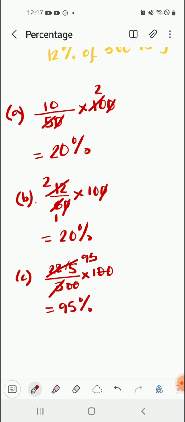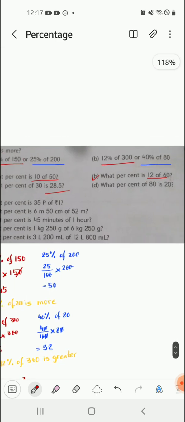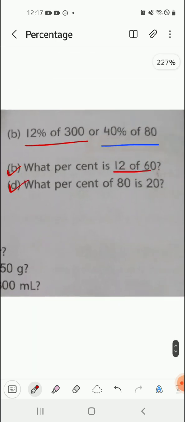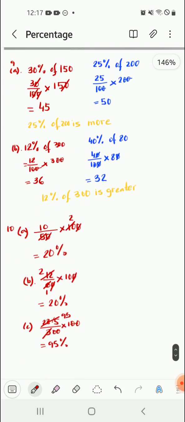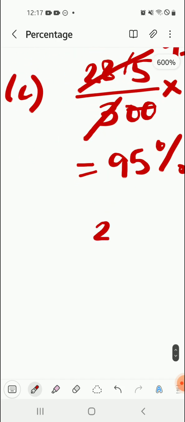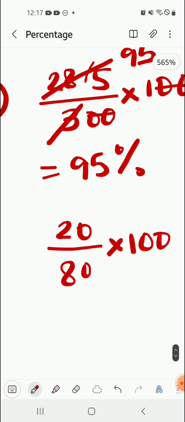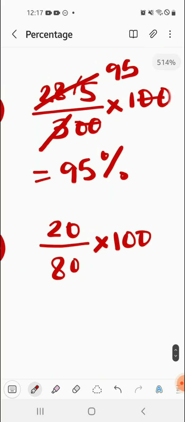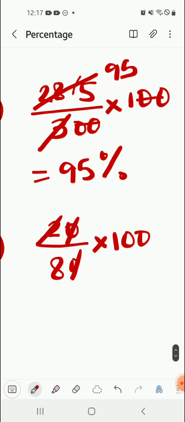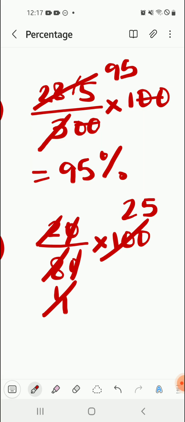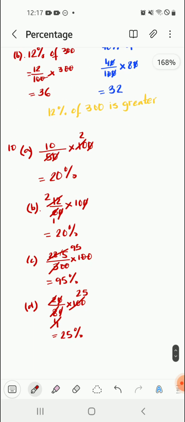Moving on to the next question. That is, what percent of 80 is 20? That is 20 out of 80. What is its percentage? So total is 80, and to find the percentage, multiply by 100. This was D. Cancel it out. 2 divided by 2 is 1. 8 divided by 2 is 4. 100 divided by 4 is 25. So my answer is 25%. That's it.